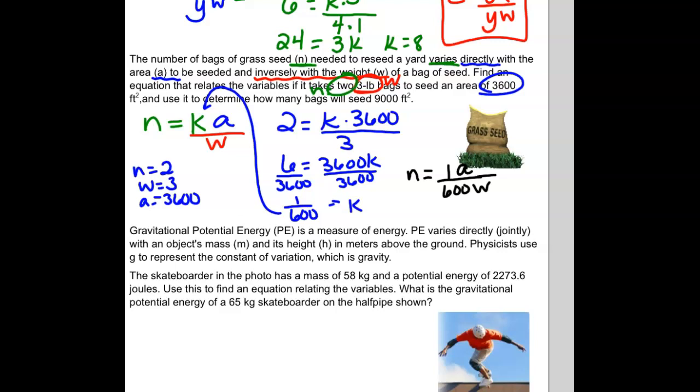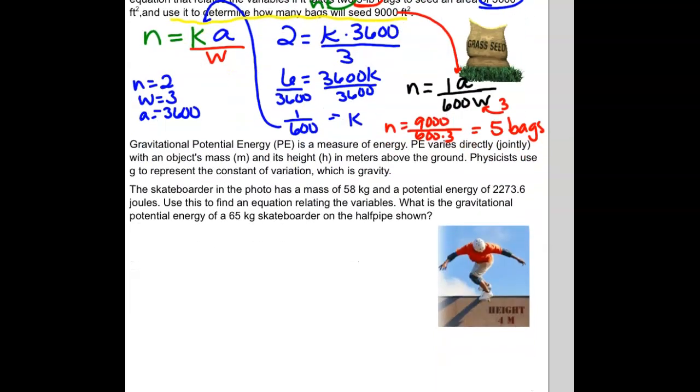Okay? Then it says, use that to determine how many bags of seed are needed to seed 9,000 square feet. So our weight, again, is still 3. We haven't changed that. We can substitute a 3 in here. And our area is now 9,000. So N equals 9,000 divided by 600 times 3, or 1,800. We end up needing 5 bags.